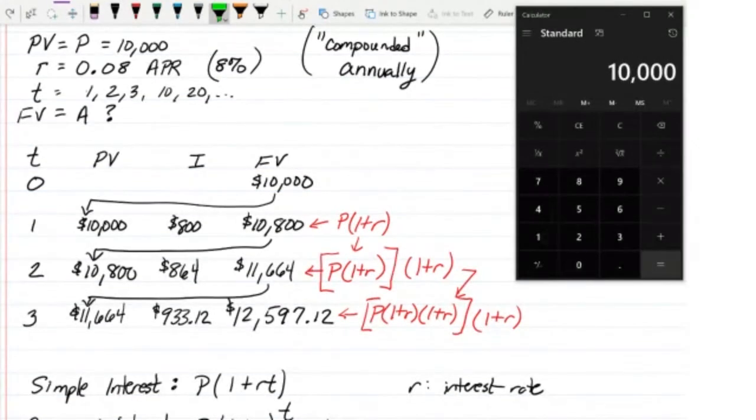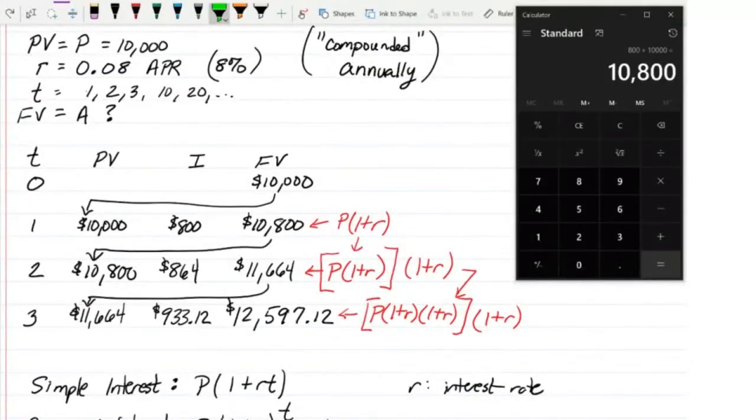Not that. I know that. $10,000 times 0.08. There we go. $800. That's the number I was looking for. That's the amount of interest that I earned during the first year. So I added that together with my present value at the beginning of the year, $10,000. $10,800 end of year one.